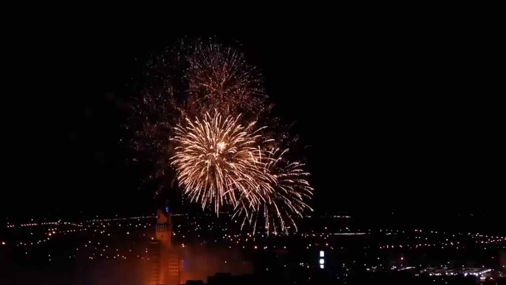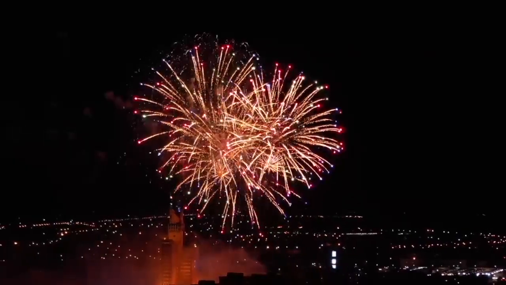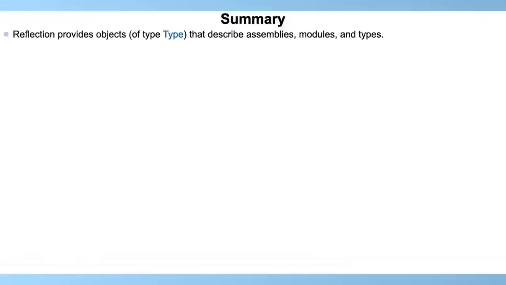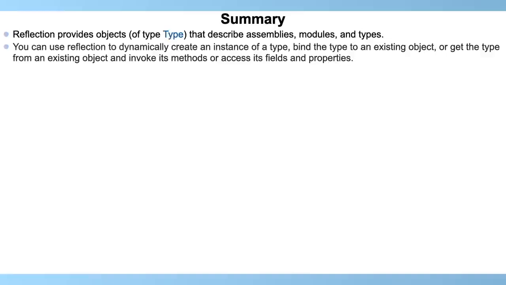So let's end this video by summarizing what we have learned about C# reflection. Reflection provides objects of type that describe assemblies, modules, and types. You can use reflection to dynamically create an instance of a type, bind the type to an existing object, or get the type from an existing object and invoke its methods or access its fields and properties. If you are using attributes in your code, reflection enables you to access them.